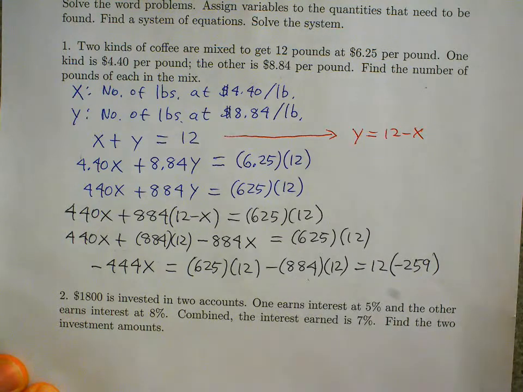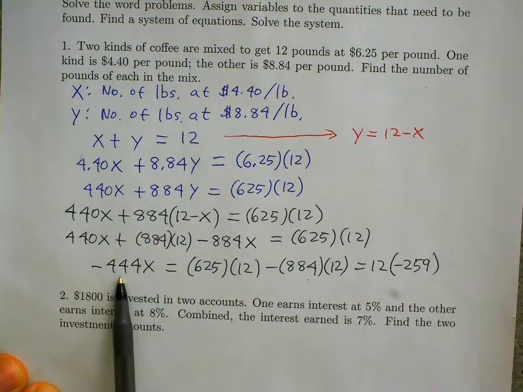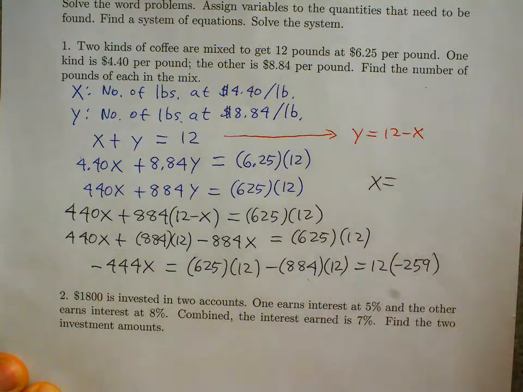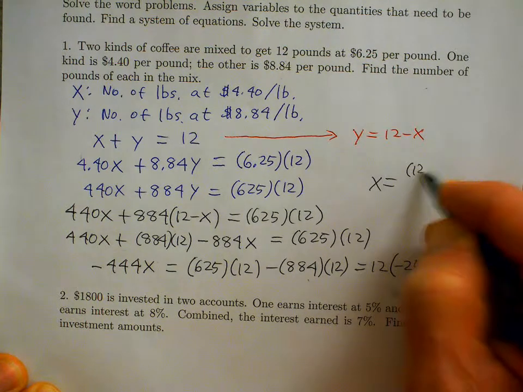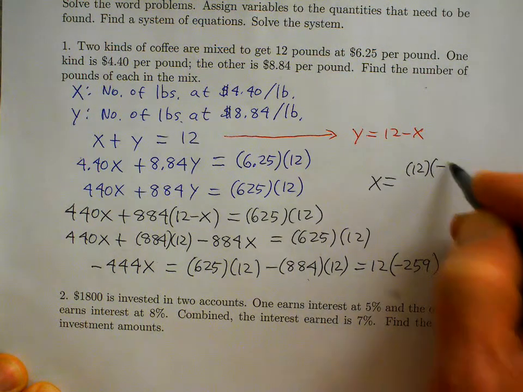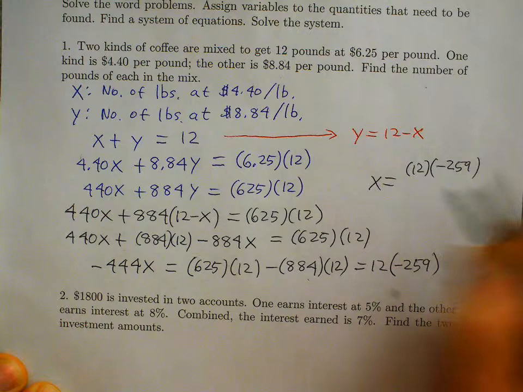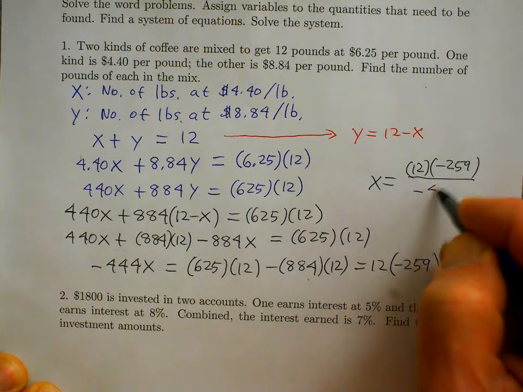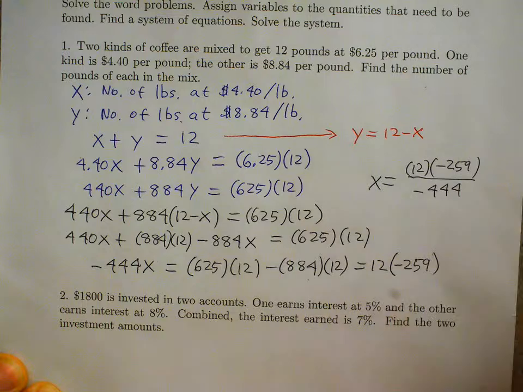Yeah, I think that's right. And then if we divide both sides by negative 444, I get x equals 12 times negative 259 divided by negative 444.